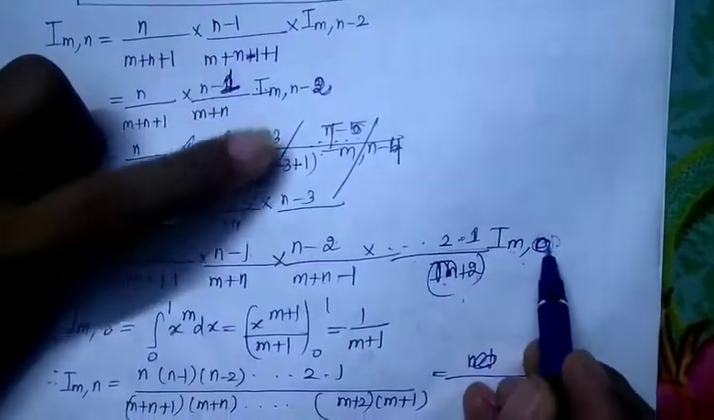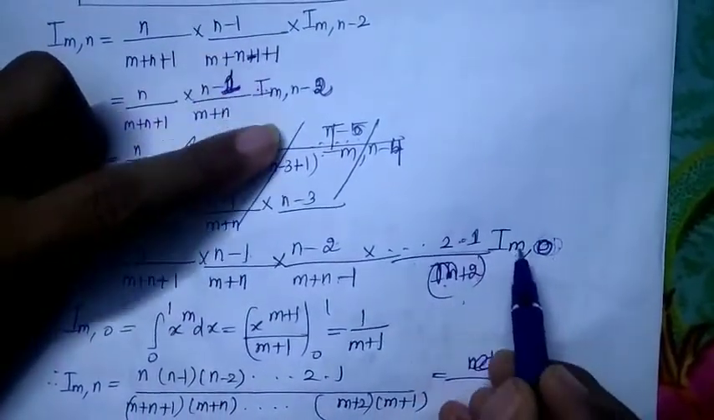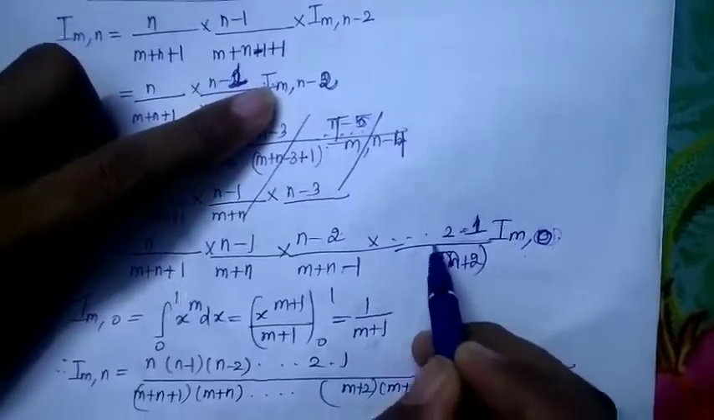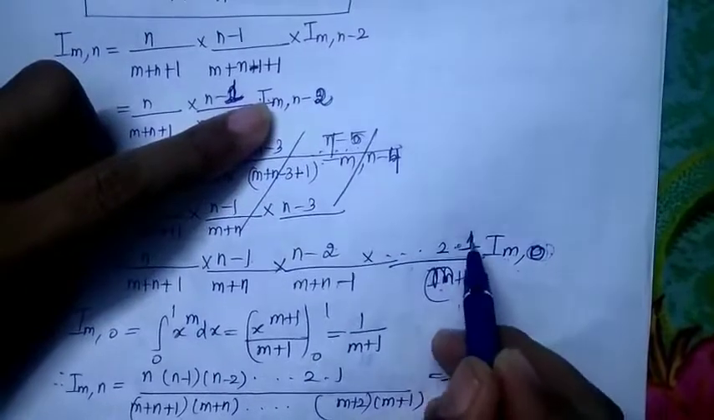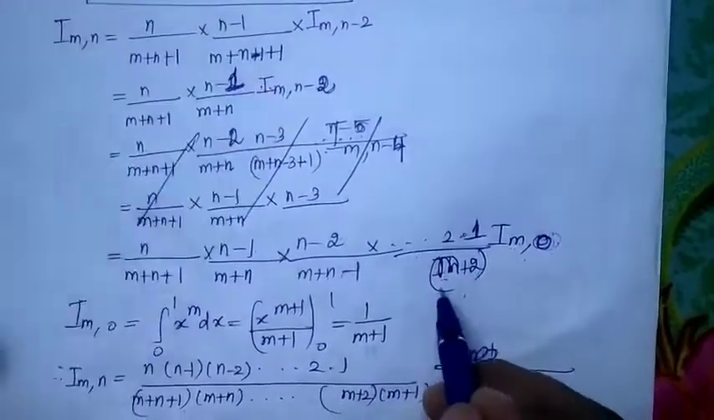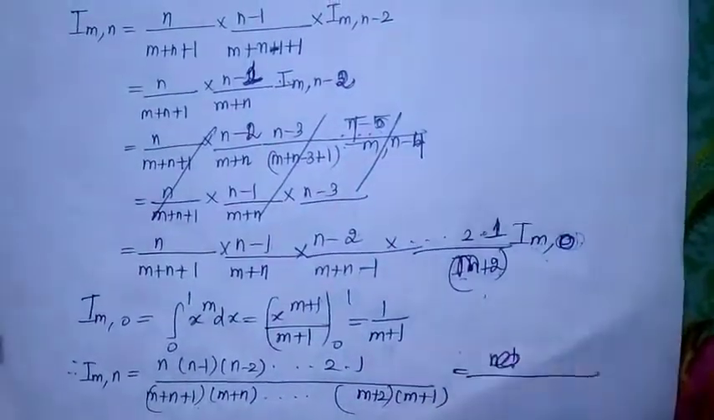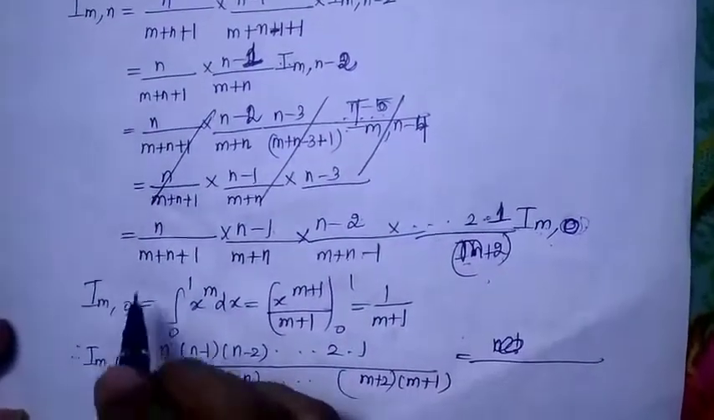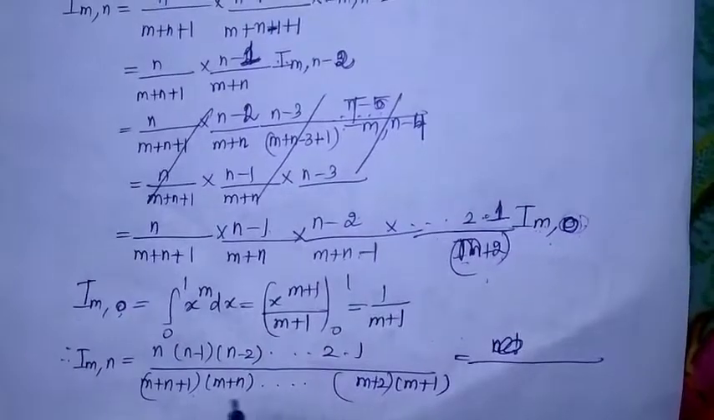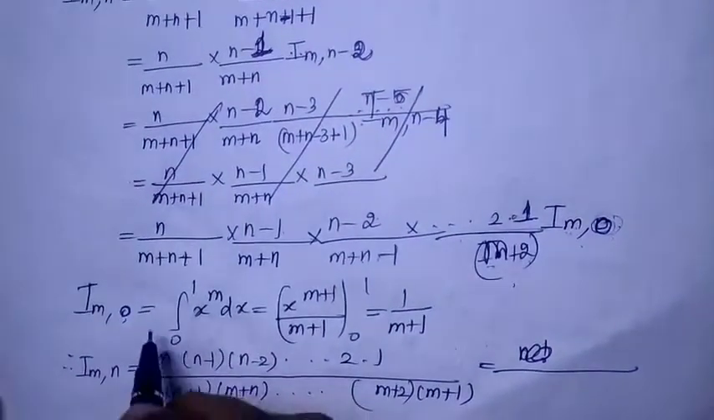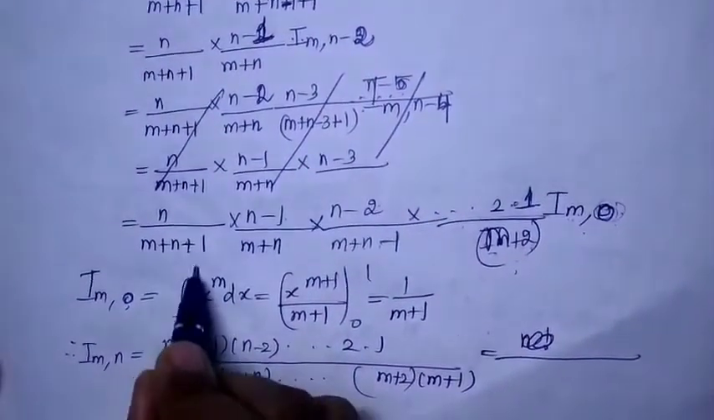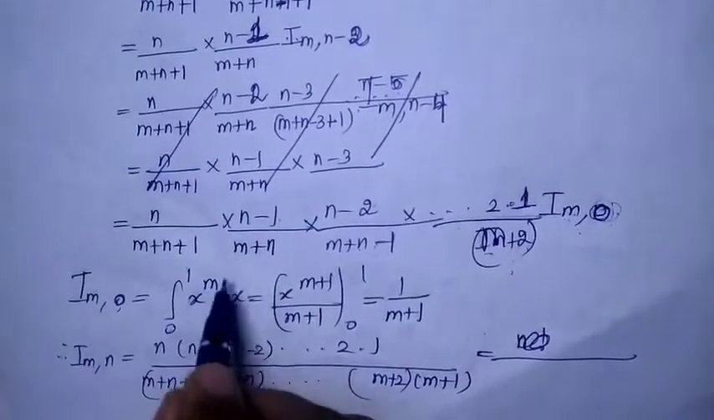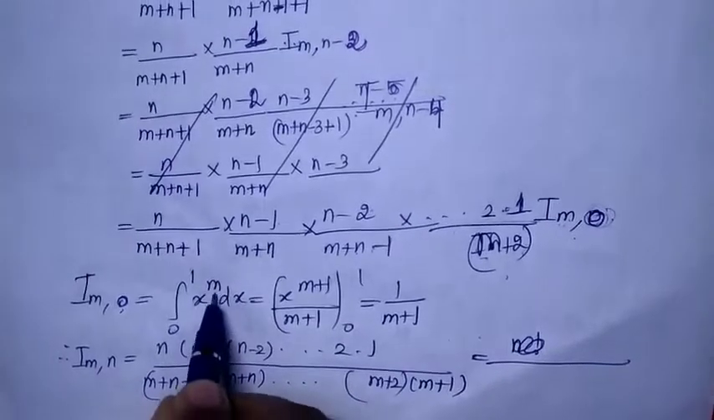So I(m, 0), what will you get here? So listen, how will you get? You have to add 1 here. So you will get 1 divided by m plus 1 plus 1, that is m plus 2. That's why we have m plus 2 I(m, 0), right? Now we have to find out the ultimate integral I(m, 0). I(m, 0) means in the place of n you have to substitute 0. So in the equation substitute n equal to 0. So integral 0 to 1. If you substitute n equal to 0, anything power 0 will become 1. So that's why we have 1 here.